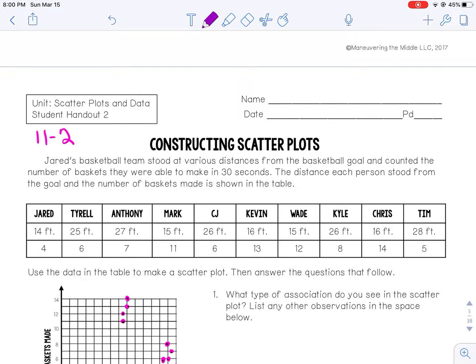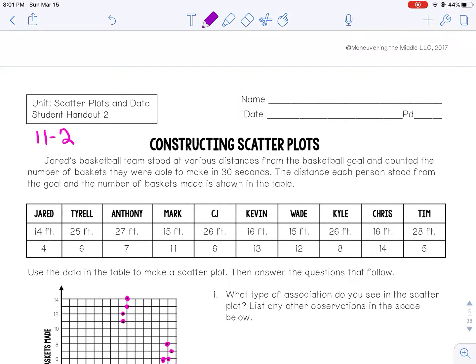Hey everybody, this is 11-2 Constructing Scatter Plots. We have Jared's basketball team that stood at various distances from the basketball goal and counted the number of baskets they were able to make in 30 seconds. The distance each person stood from the goal and the number of baskets made is shown in the table below.